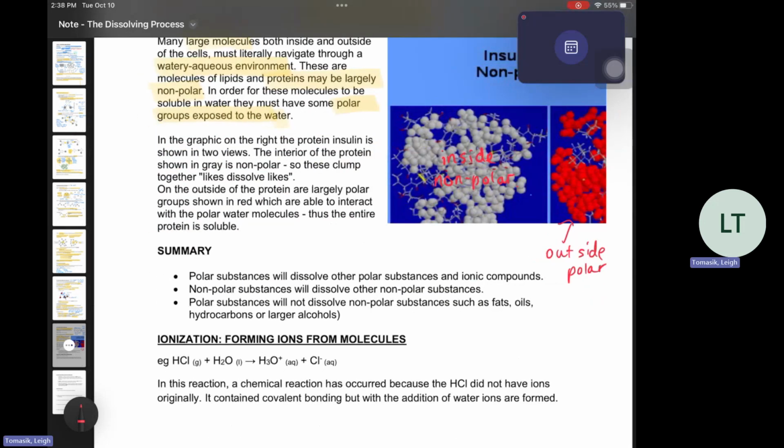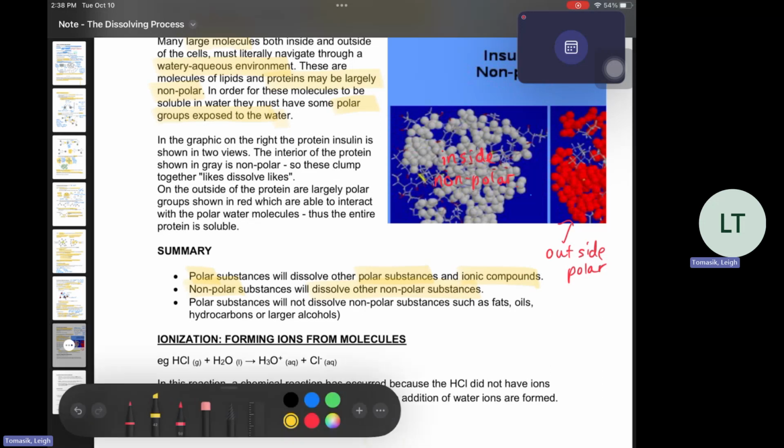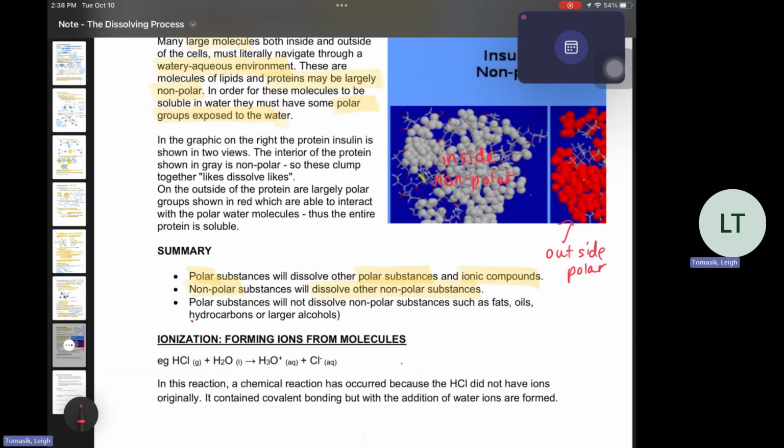So in summary, polar substances will dissolve in other polar substances. And polar substances will dissolve other polar substances and ionic compounds. So if it's polar, both polar covalent and ionic compounds will dissolve in it. Nonpolar substances dissolve other nonpolar substances. That's the like dissolves like. Polar substances will not dissolve in nonpolar substances such as fats, oils, or hydrocarbons, which are like gas and other fossil fuels.